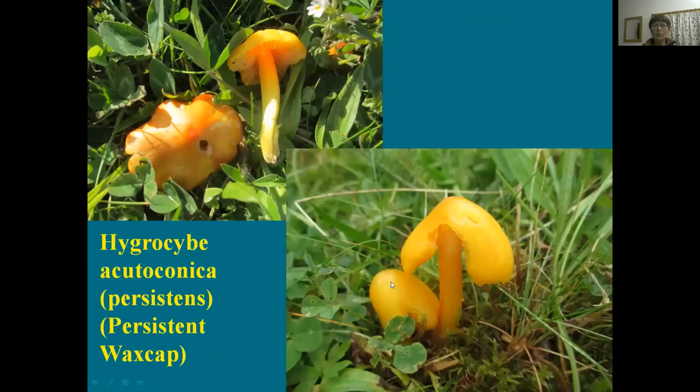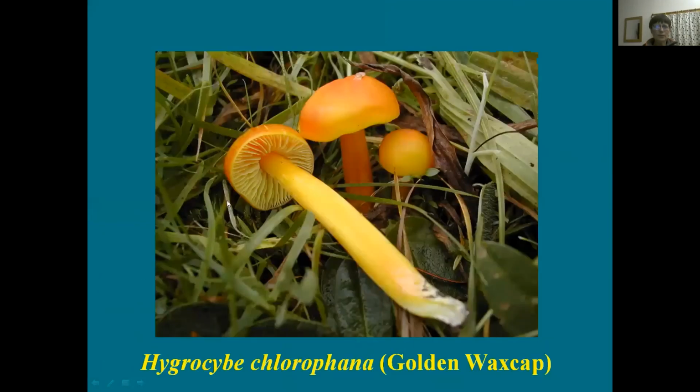This is the persistent waxcap, because actually this one does stay persistently rather conical, even as it's got older. It's one of our yellow ones, occasionally with an orange tinge, and it has a fibrous stipe. And here's, sorry, I've gone a bit quick, but that's fine. This is another yellow one with a beautiful smooth cap and stem. And you can see the gills here, they're not running down the stem at all. They've gone back up towards the cap there. And that's the golden waxcap.